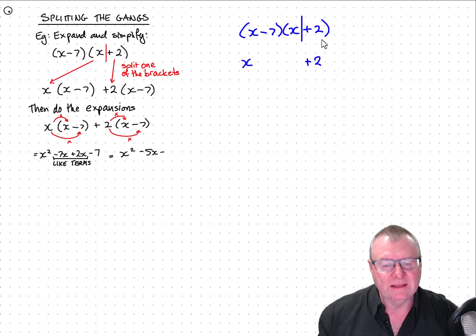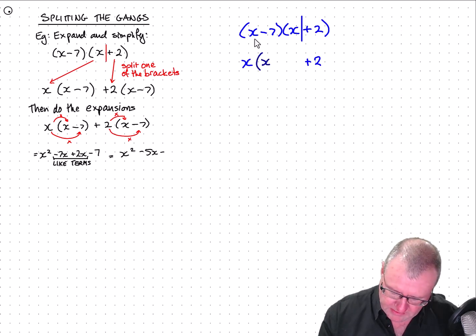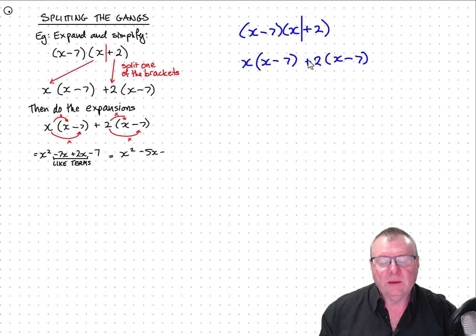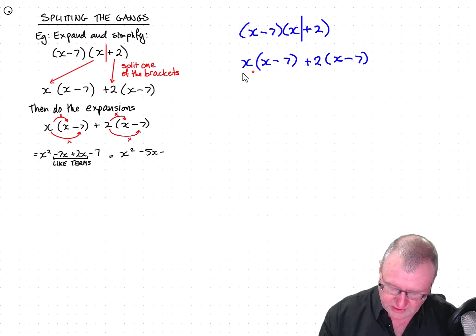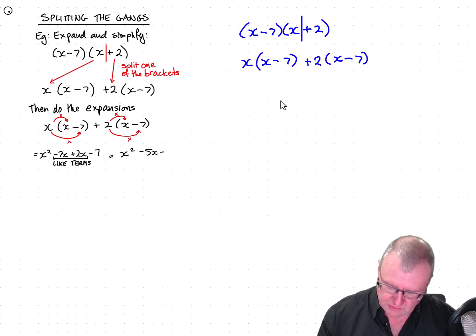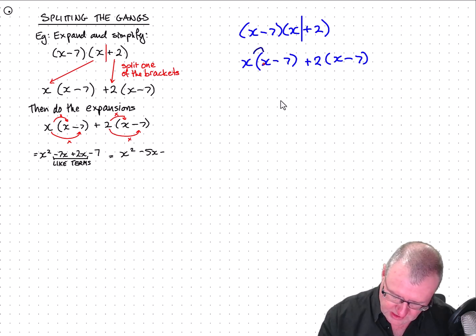I've split this gang. But the other gang gets to stay together. So I simply write that gang once after each of the two pieces that I've split. All right, they get to stay together. And this is what we end up with. So now we can do just our normal algebraic expansions. In other words, I'm going to multiply the x by the x, and then I'm going to multiply the x by the minus 7. So I'm going to do one multiplication there, one multiplication there.